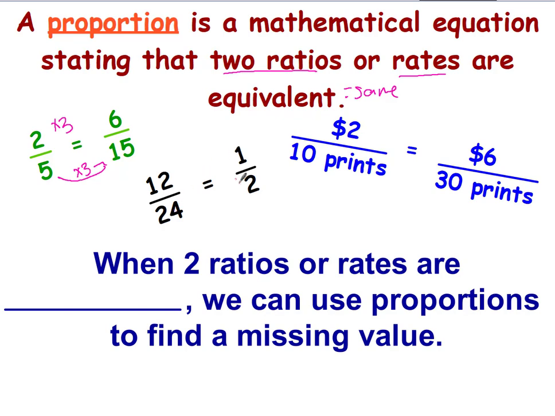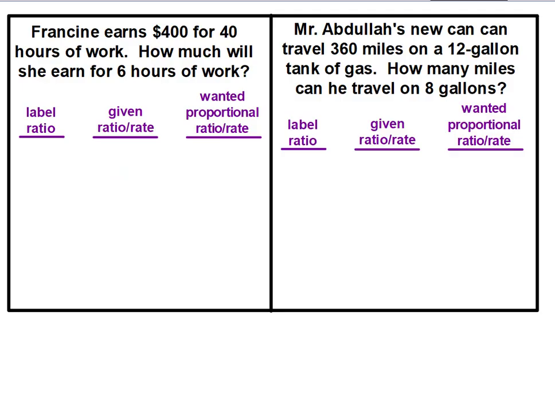12 over 24 and 1/2 are the same because if I divide by 12, I get a half. $2 to 10 prints is equivalent to $6 to 30 prints. So when two ratios or rates are proportional, we can use proportions to find a missing value. Remember, proportional means that they're equivalent or they're the same. So let's solve this first problem.